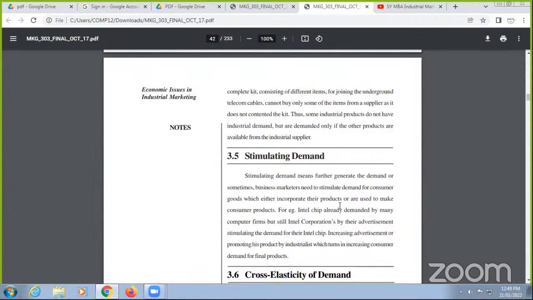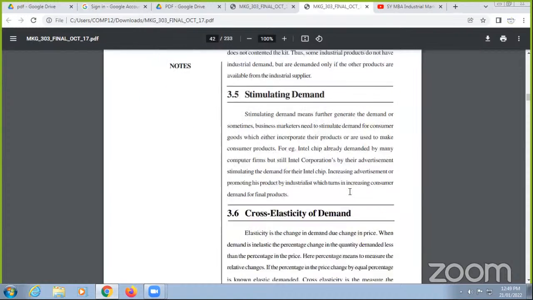And stimulating demand means trying to generate the demand. Sometimes business marketers need to stimulate a demand for consumer goods which either incorporate their products or are used to make consumer products. For example, Intel chips are already demanded by many computer firms, but still Intel Corporation buys advertisements stimulating the demand for their internal chip.